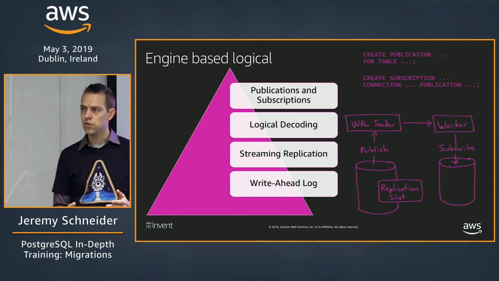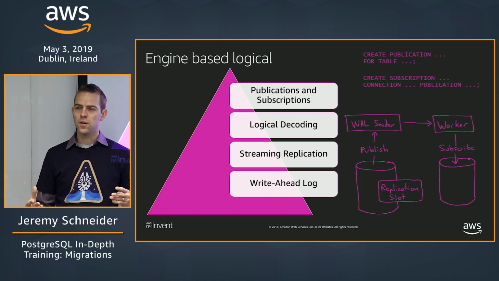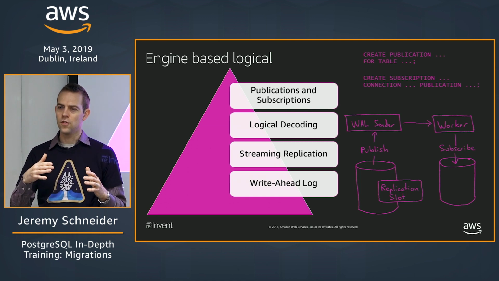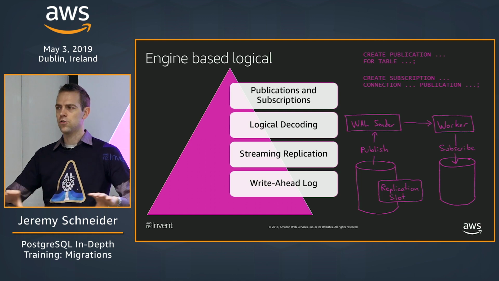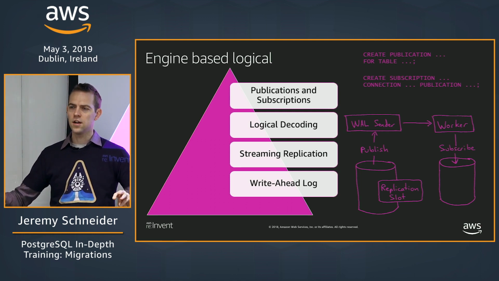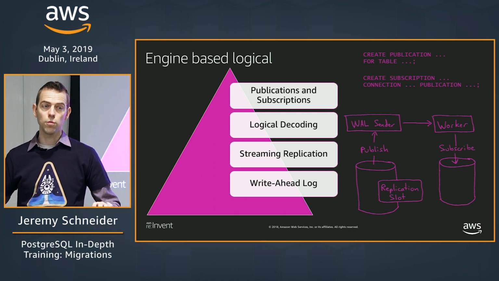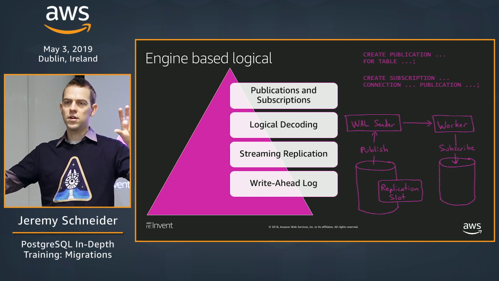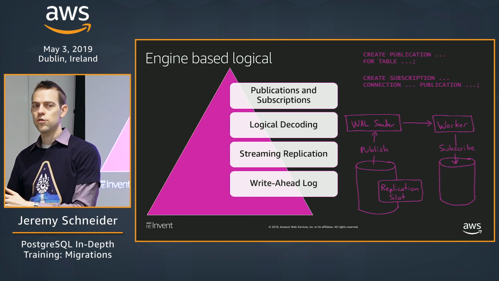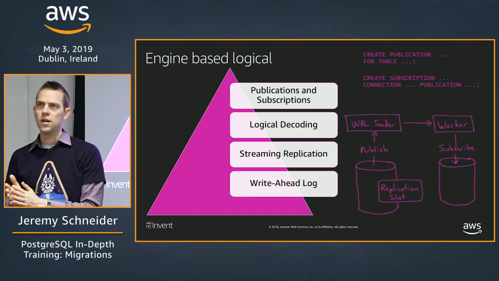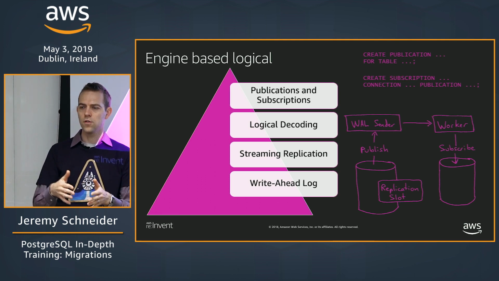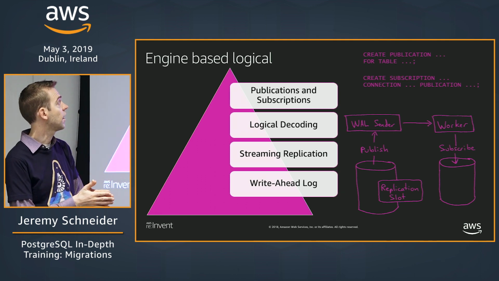We see that with partitioning. The essential foundational pieces for partitioning, a number of them came into 10, like tuple routing, things like that. 11 got a whole bunch more, like the hash partitioning model, the ability to do foreign keys, and the push down on the indexes, things like that.